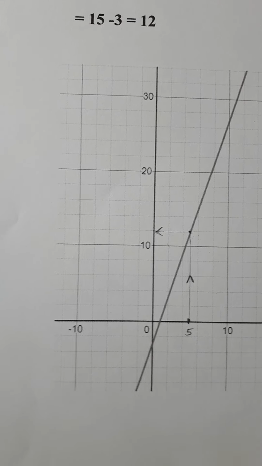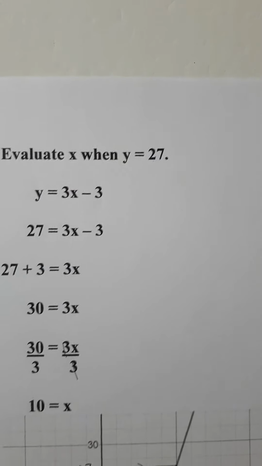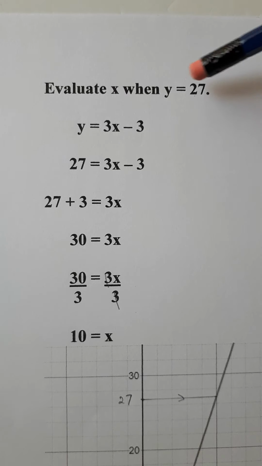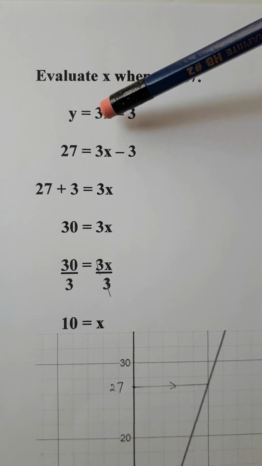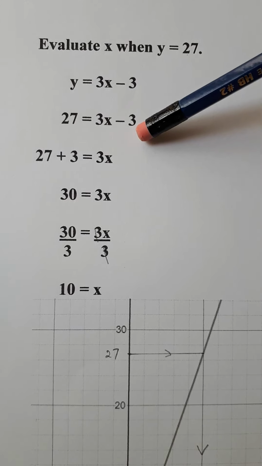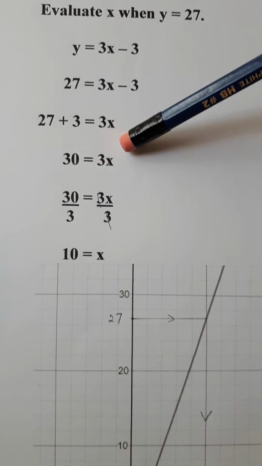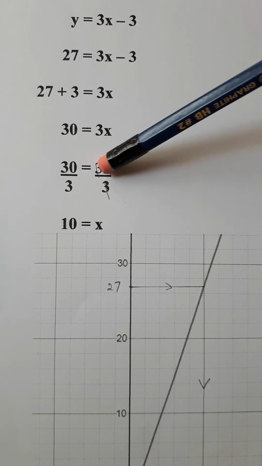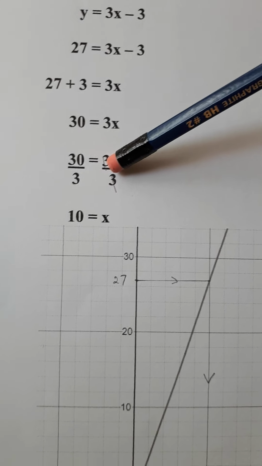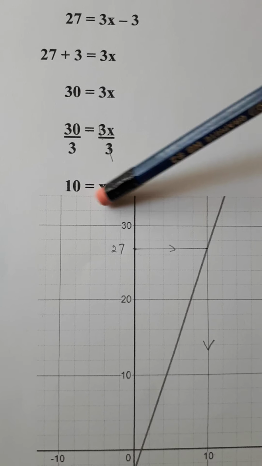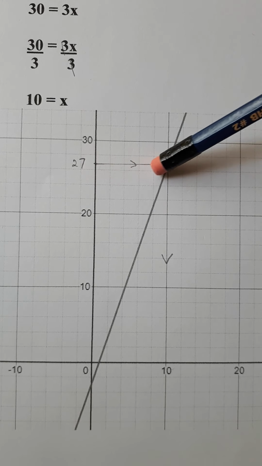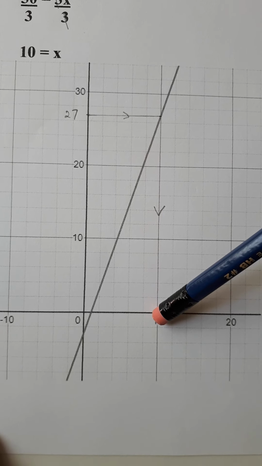Another question. Evaluate x when y is 27. So in place of y, we put 27. Take the minus 3 to the other side, it becomes plus 3. And 30 equals 3x. Divide both sides by 3. 3 will cancel out. x becomes 10. Again in this graph, you can see what we did. When y is 27, x is 10.